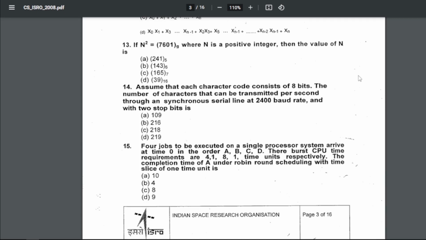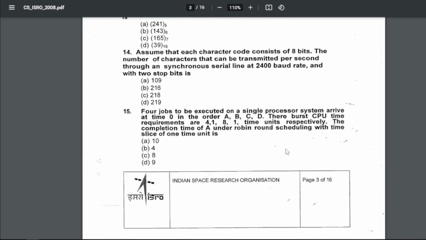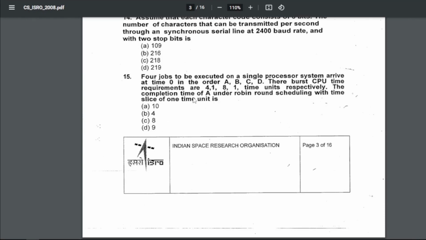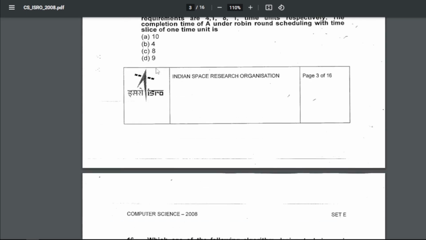Okay. Now question number 15 is, 4 jobs to be executed on a single processor system arrive at time 0 in the order A, B, C, D. Their burst CPU time requirements are 4, 1, 8, 1 time units respectively. The completion time of A under round robin scheduling with time slice of 1 time unit is what? So friend, if you solve this, you will get the answer as D, that is 9.